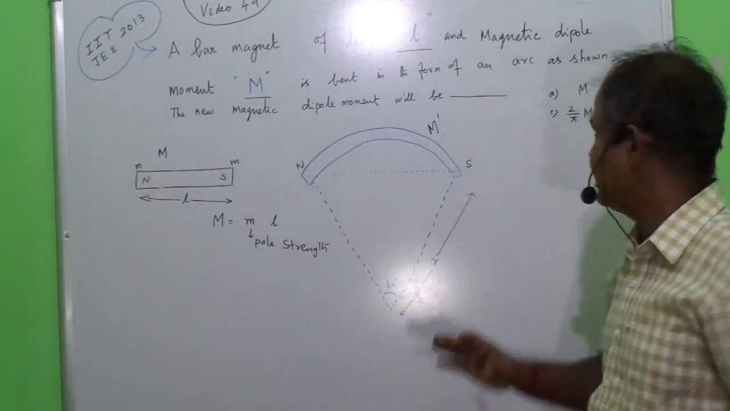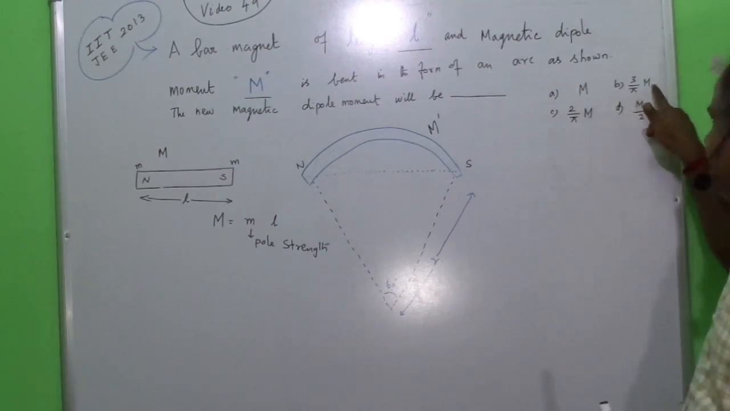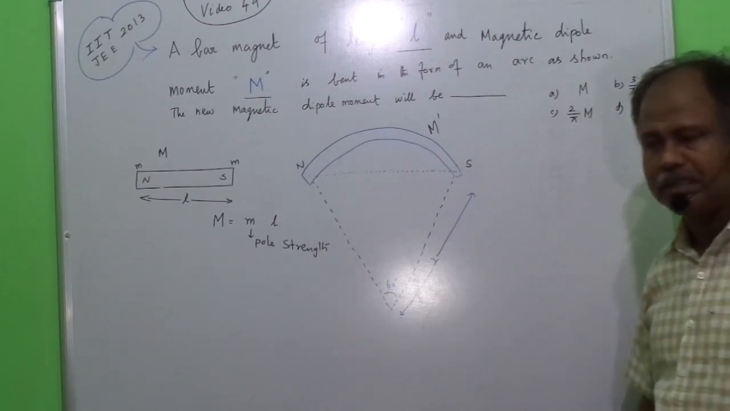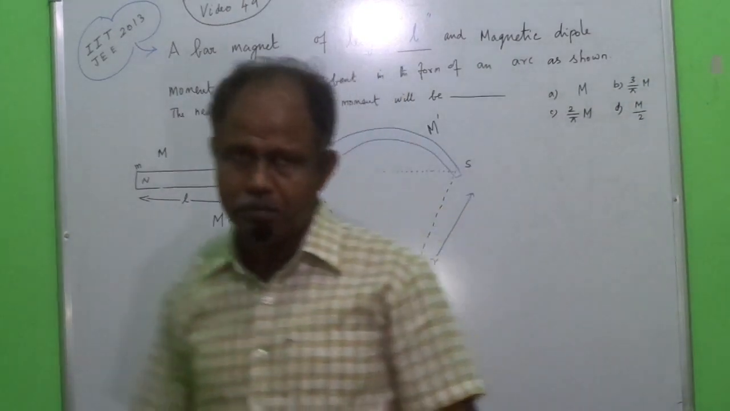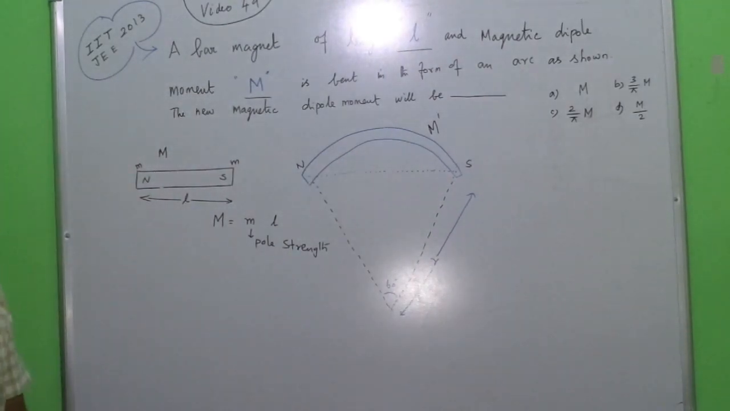These are very simple questions. Options are given: capital M, 3M by pi, 2M by pi, M by 2. How do we solve this particular problem?